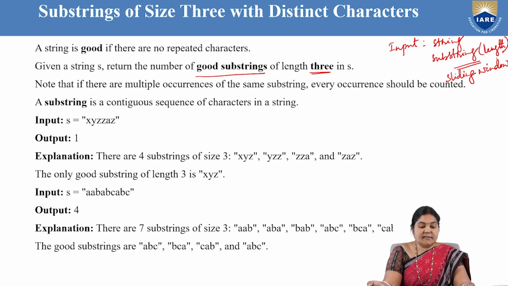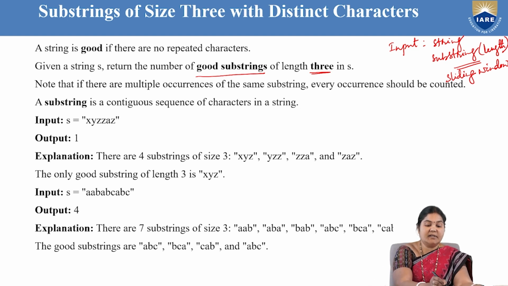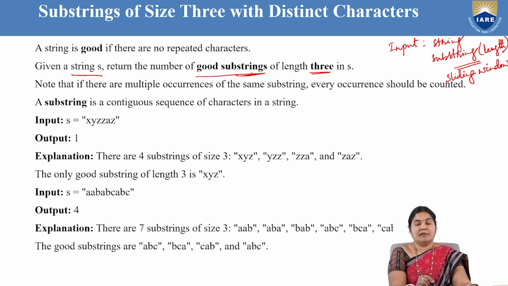Right. In this case, what is given in the question? You have been given a string S. Return the number of good substrings. So, what is a good substring? If the substring has no repeated character, then it is a good substring. So, you have to find out such substrings which have length 3. So, window size is also given as 3 only. Note that if there are multiple occurrences of the same substring, every occurrence should be counted. That means the same substring may be coming repeatedly, but every occurrence you have to count.